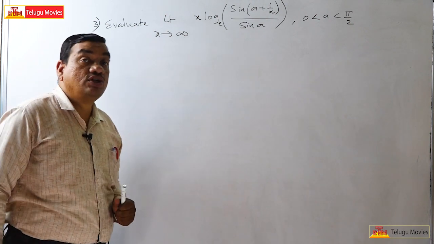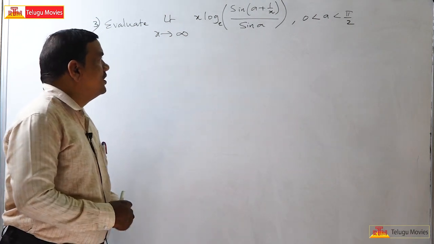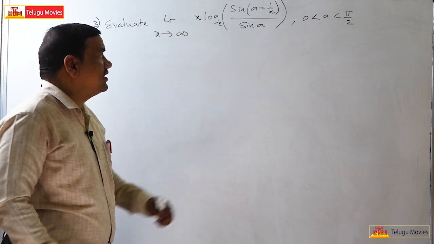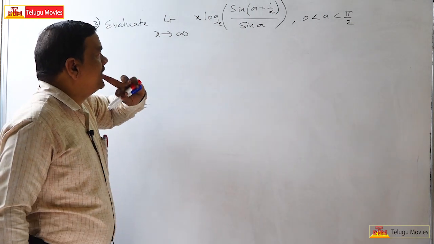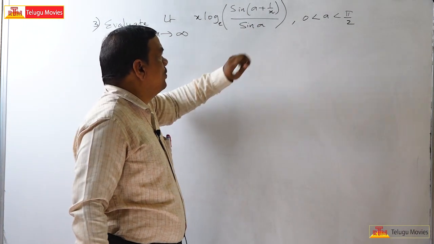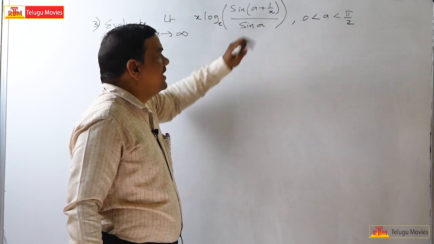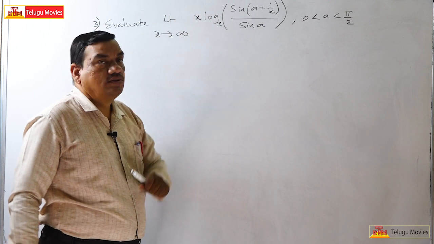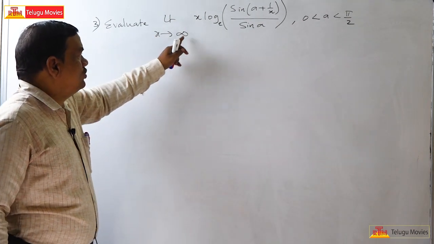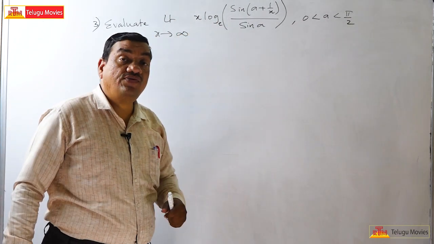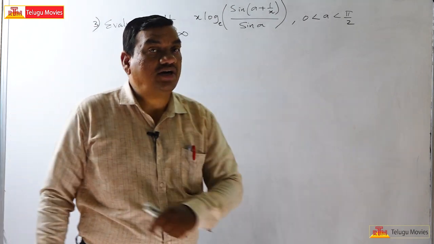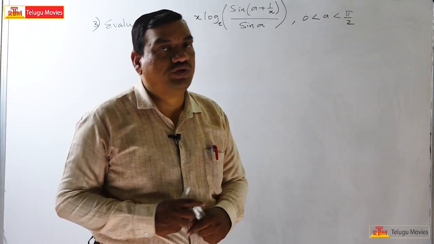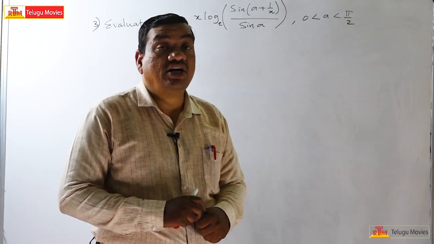Observe here, limit x tends to infinity is there. So generally students think as x tends to infinity, 1 by x tends to 0, therefore sine a gets cancelled, log 1 is 0, x tends to infinity, infinity into 0. Infinity into 0 is also an indeterminate form. Infinity into 0 we got, that is also an indeterminate form.